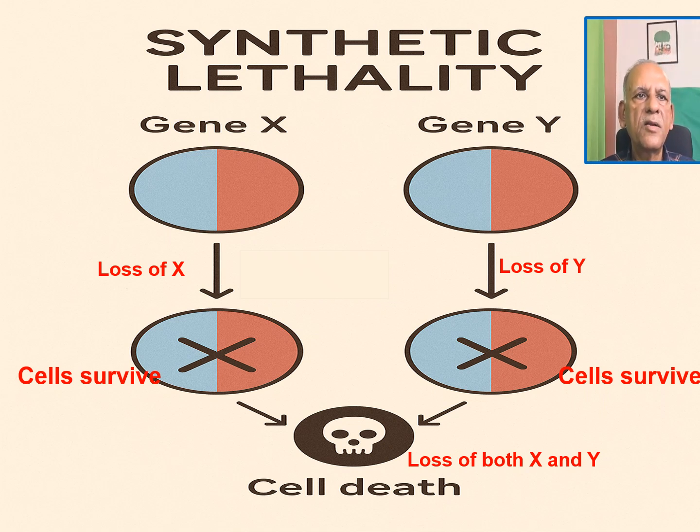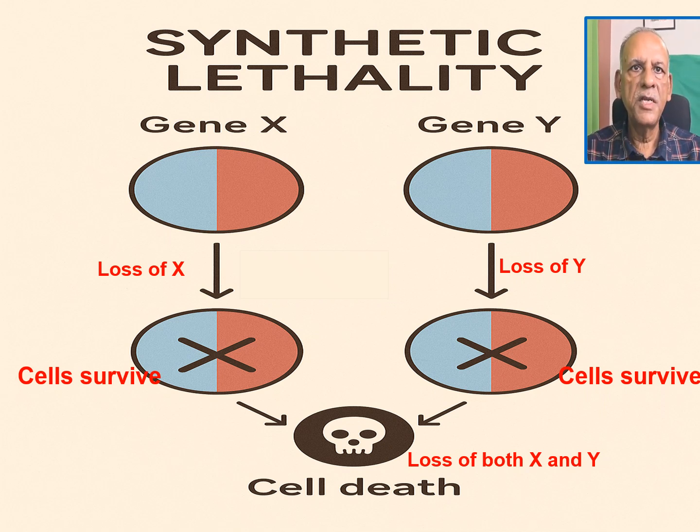Let us say there are two genes, gene X and gene Y, in a cell. When gene X is lost, the cells survive. When gene Y is lost, the cells survive. But when both the genes are lost, the cells die. This concept, observed in certain organisms, was called synthetic lethality.